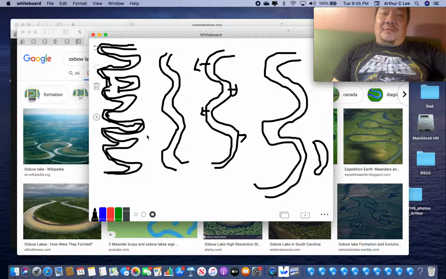Wide floodplains, meandering, and Oxbow Lakes. This one here would definitely be ready to become an Oxbow Lake, as the river will take the shorter path and leave behind the old meander. It's an abandoned meander.